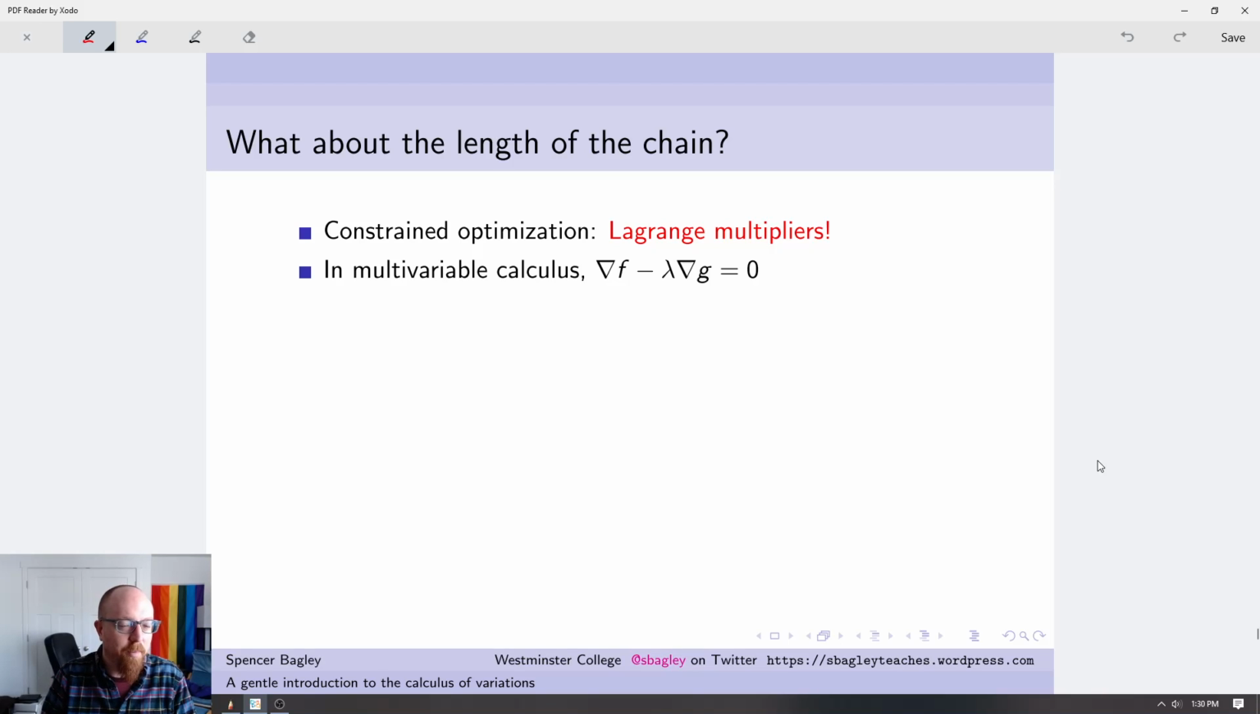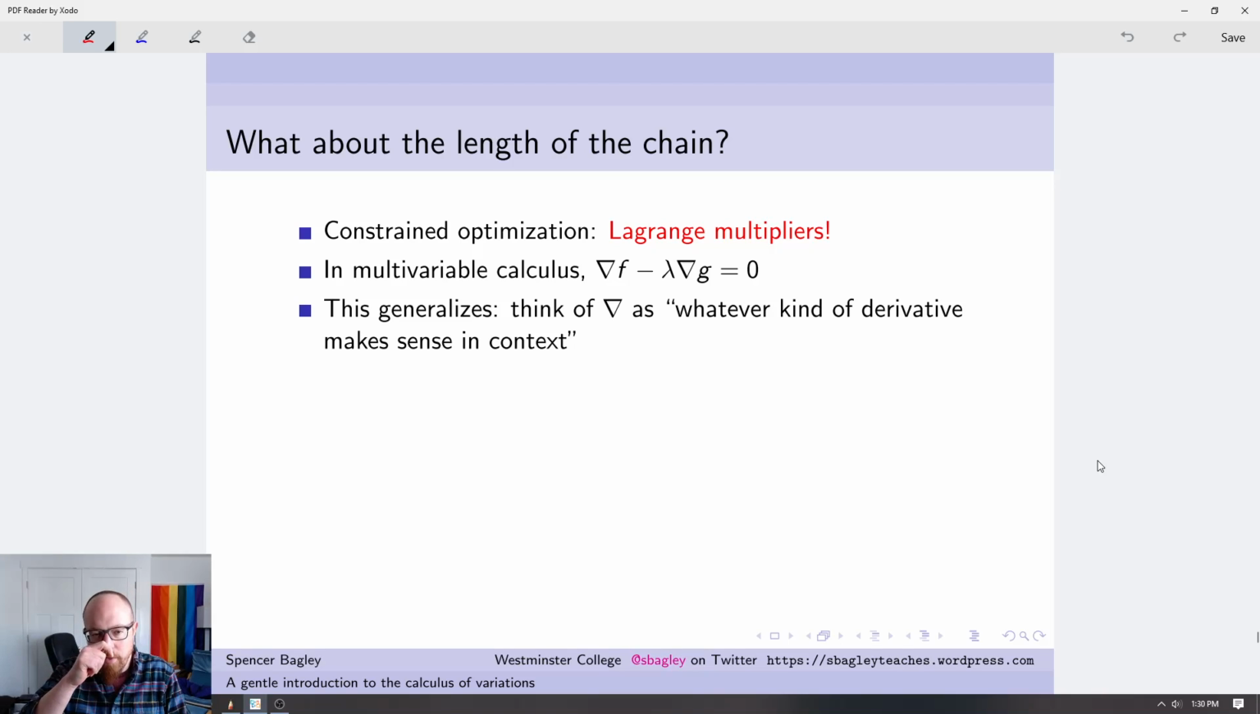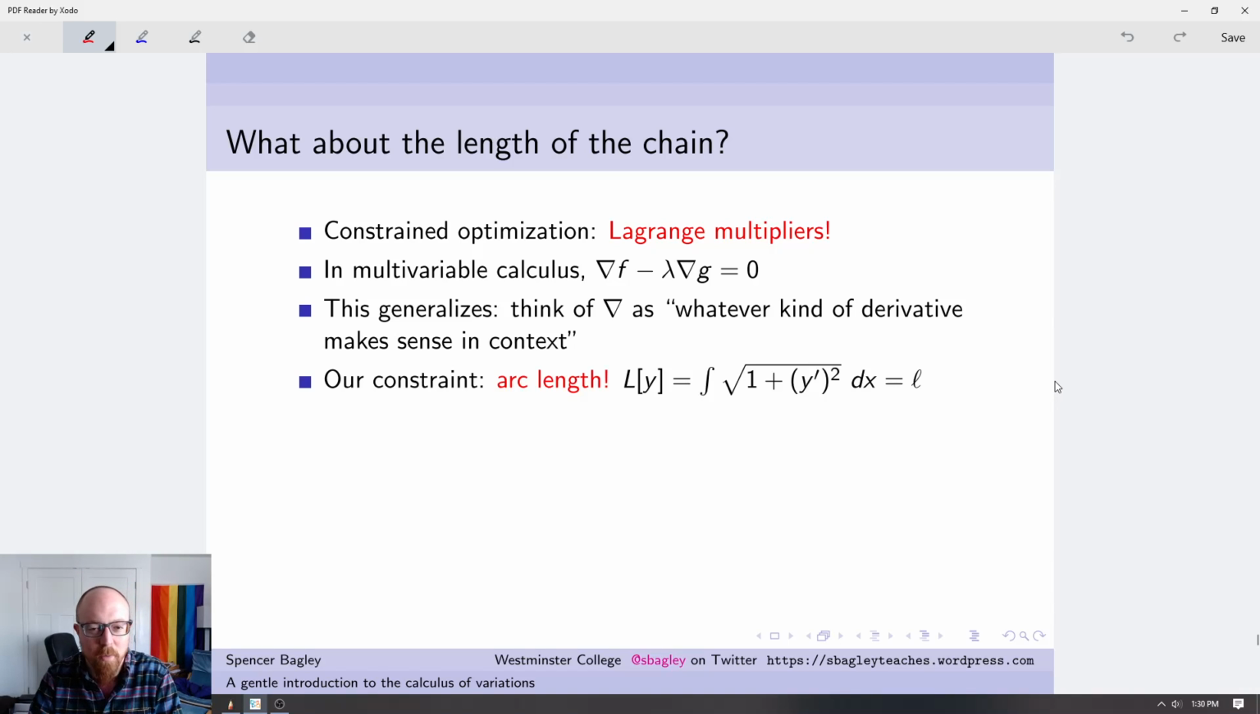Here's the first thing that I'm going to wave my hands about. I'm going to tell you that this generalizes, and you should just sort of think about this sign as meaning whatever derivative it is that makes sense here. You can see I'm being extremely imprecise with this. So our constraint is arc length, and we know how to calculate the arc length. We did that a minute ago. We had some functional for that. We were integrating ds. And so we're saying that that equals some constant, which let's call it L.